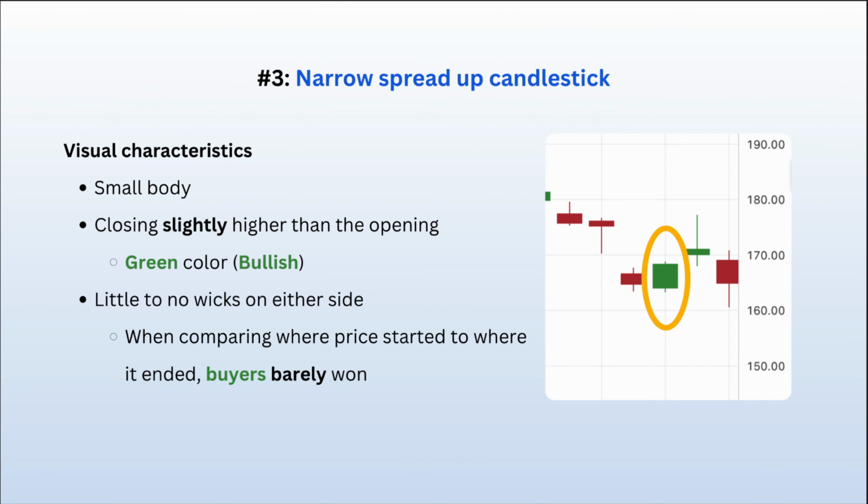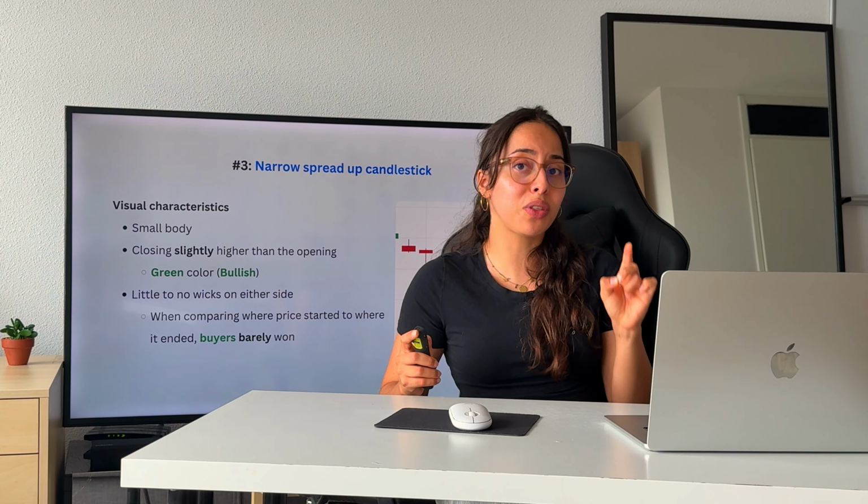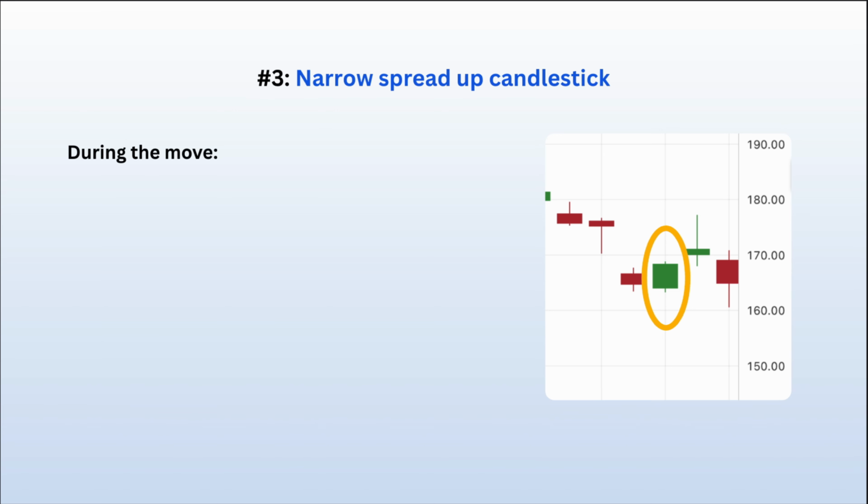Usually it has little to no wicks on either side, and when we compare where the price started to where it ended, the buyers won, but the buyers barely won when we compare it to the widespread down candlestick that we saw earlier on. And for this one also, there are many different ways in which it could have been formed. So we know that during the move, the buyers stepped in, but only a little bit, not as much as how they did with the widespread down candlestick.